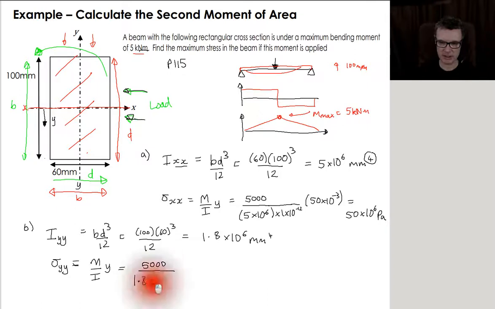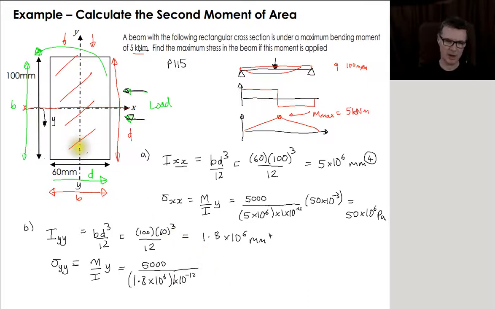1.8 times 10 to the 6. And again, don't forget to convert this into meters to the power 4. So we need to times it by 1 times 10 to the minus 12.